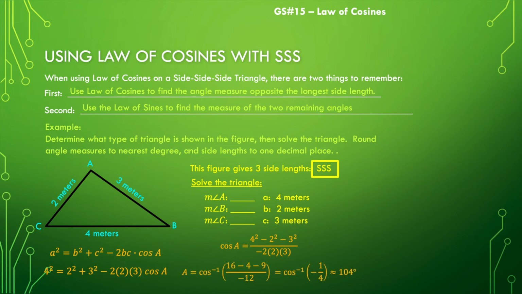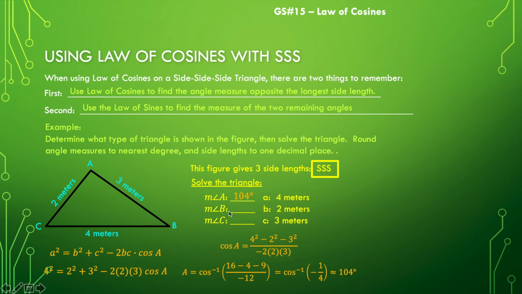We'll clean this up a little bit, and we've got 16 minus 4 minus 9 all over negative 12. And of course, to actually get the measure of angle A, we will need to take the inverse cosine. All right, and so once we simplify this numeric expression, we have the cosine inverse of negative 1/4, which will give us about 104 degrees. So we've got the first of our 3 pieces of information.